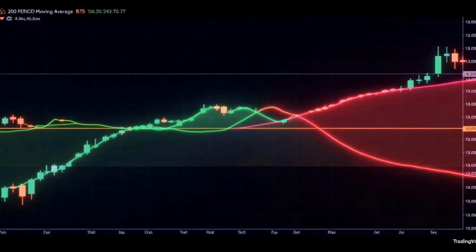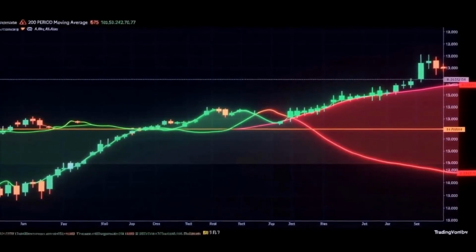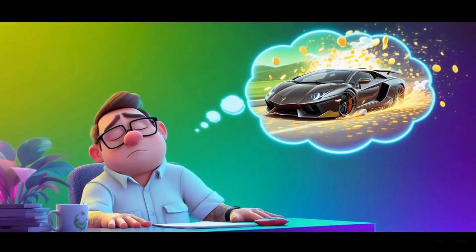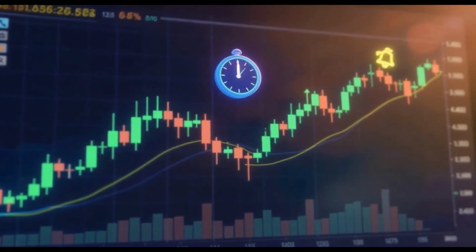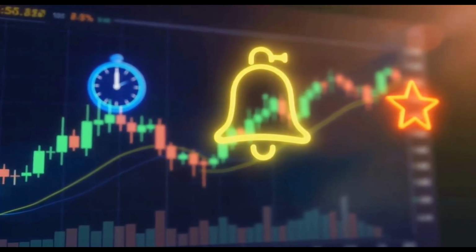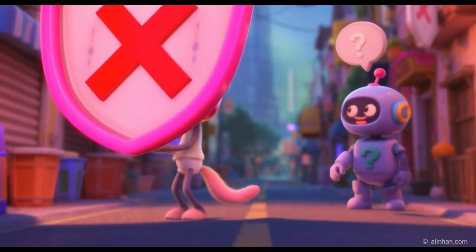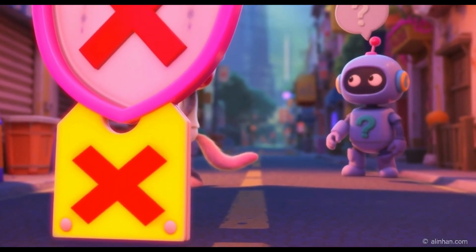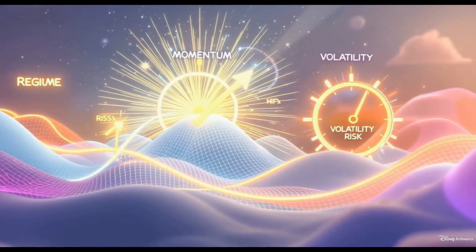By risking $1 to make 2, you only need to be right a little more than a third of the time to be profitable. This system gives you a real statistical edge. It forces you to trade with the trend, enter on confirmation, and manage risk like a professional every single time. The secret isn't some magic indicator, it's having rules and the discipline to follow them. You just removed all the guesswork and emotion from your trading. Your job isn't to predict the future, it's to follow the plan.